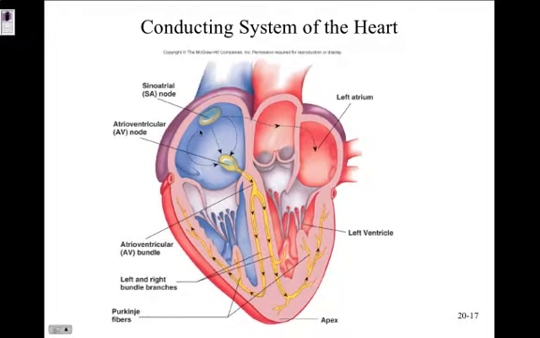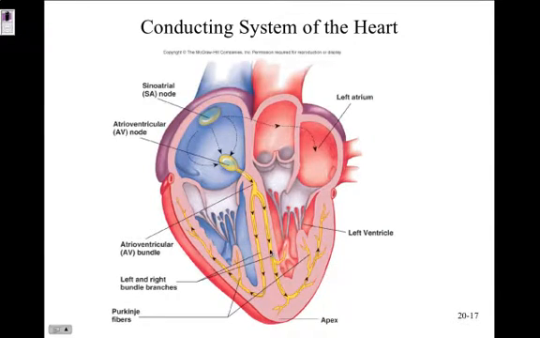So if we look here, this would be the SA node right here at the top of the right atrium. It conducts the electrical potential to the atria, and it's collected then by this AV node. Here's the AV node. It passes through this AV bundle into the ventricular septum. These are the right and left branches, and then after they branch off, those are called the Purkinje fibers.